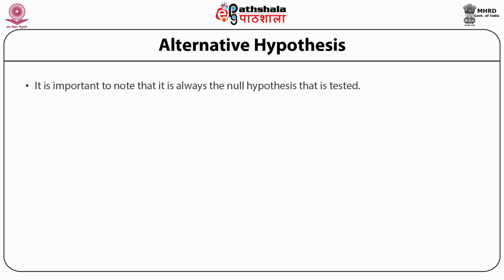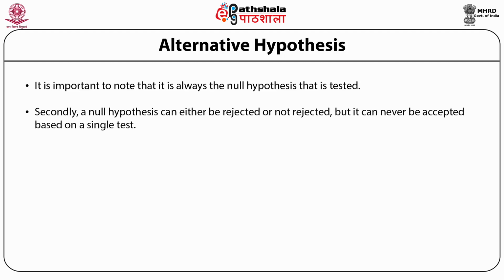Students, here it is important to note that it is always the null hypothesis that is tested. The null hypothesis refers to a specified value of population parameter, which may be mu, sigma, or pi, and not of the sample statistic. Secondly, this is a very important point that a null hypothesis can either be rejected or not rejected, but it can never be accepted just based on a single test.